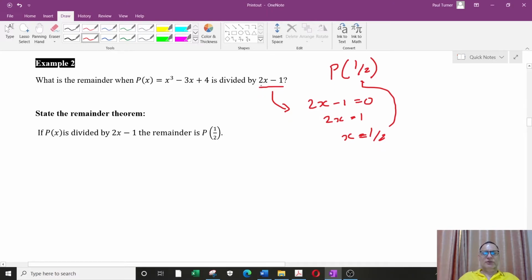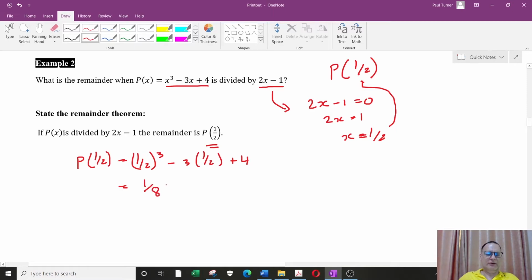So for that question, 2x minus 1, we need to evaluate p of a half. So we'll put a half into your polynomial, and this will give us the remainder. So we put a half in: a half cubed, minus 3 times a half, plus 4. Okay, a half cubed is 1 on 8. You can use a calculator here if you're not comfortable with your fractions. 3 times a half is 3 on 2, plus 4.